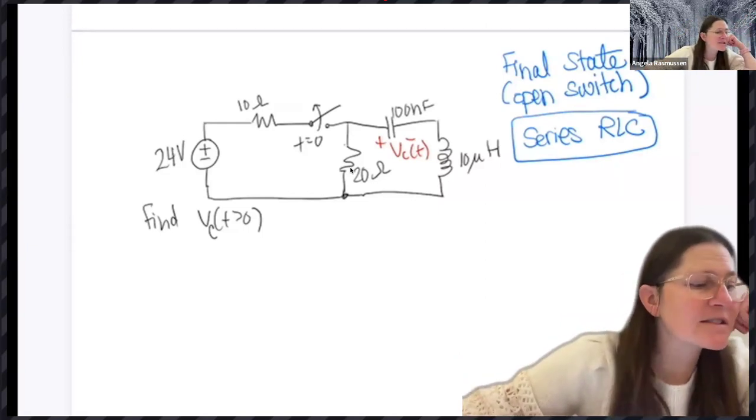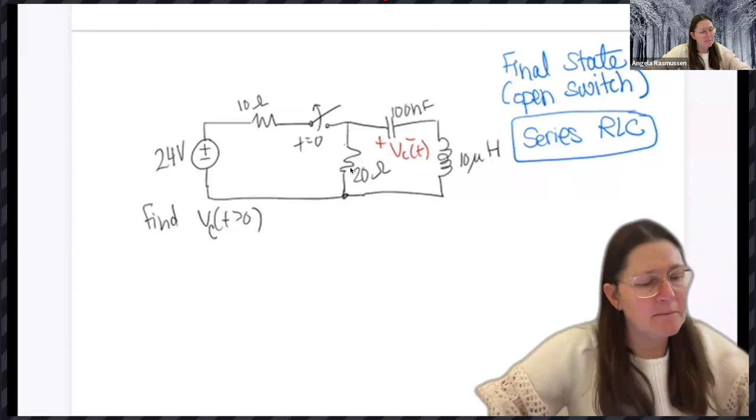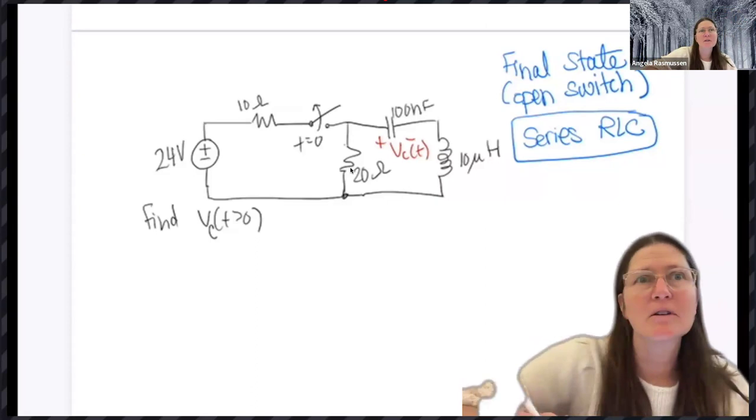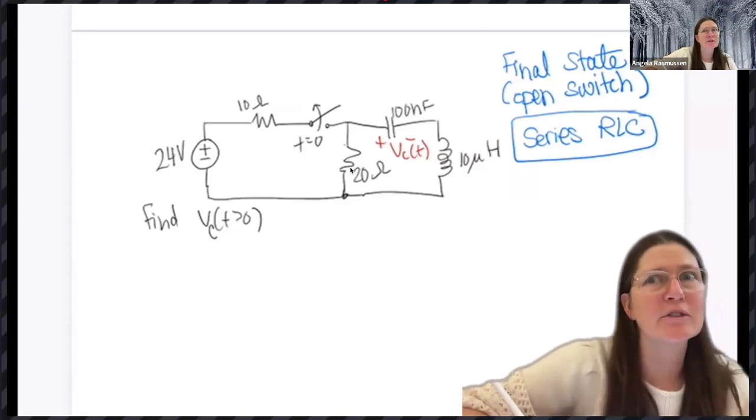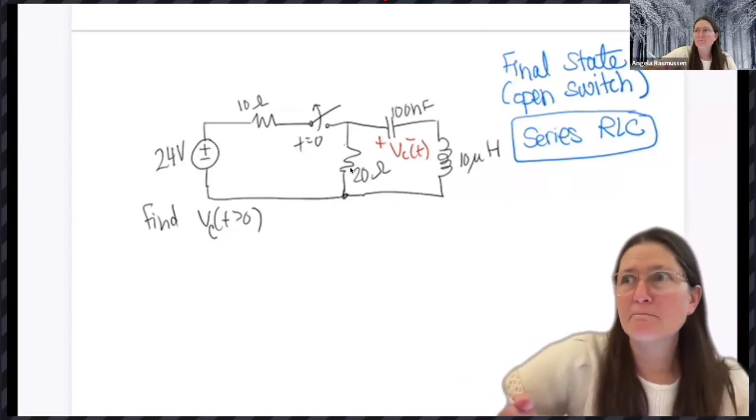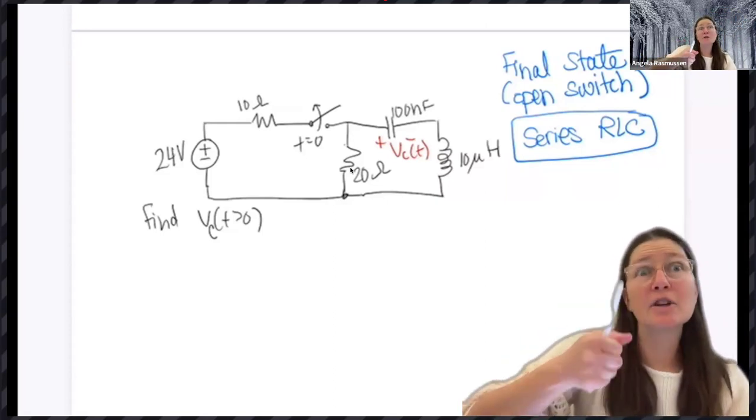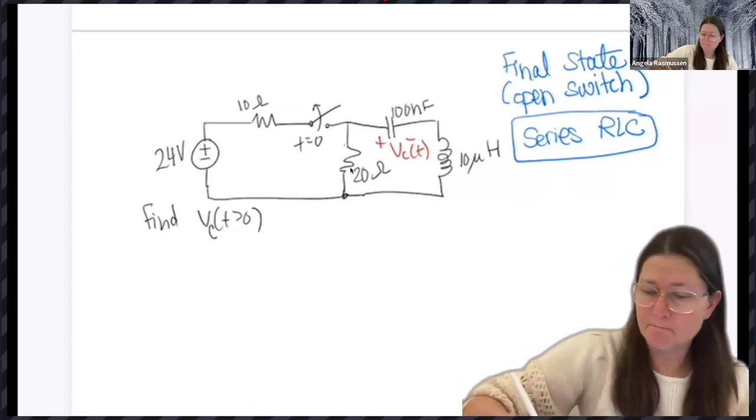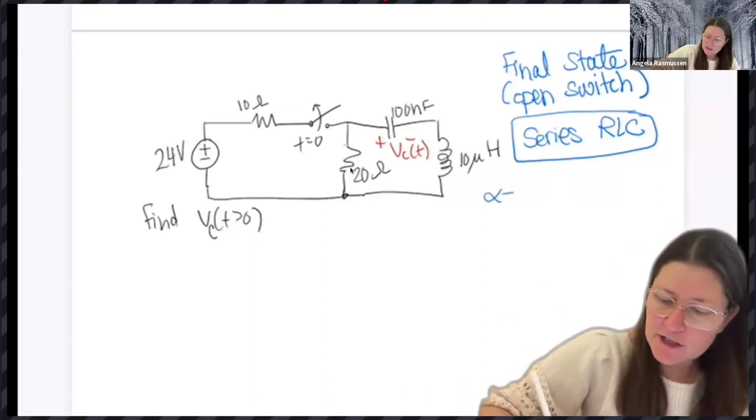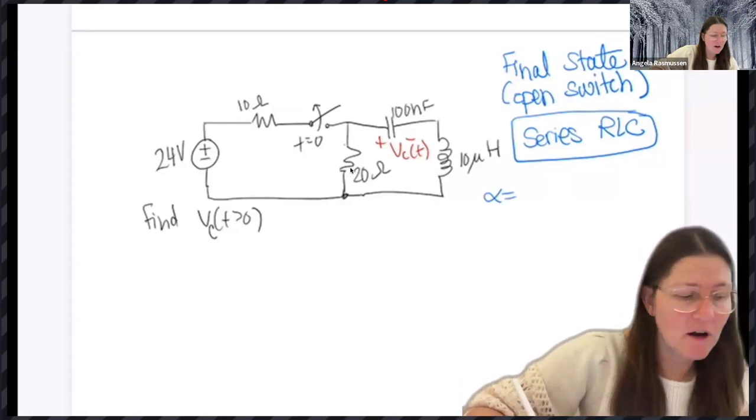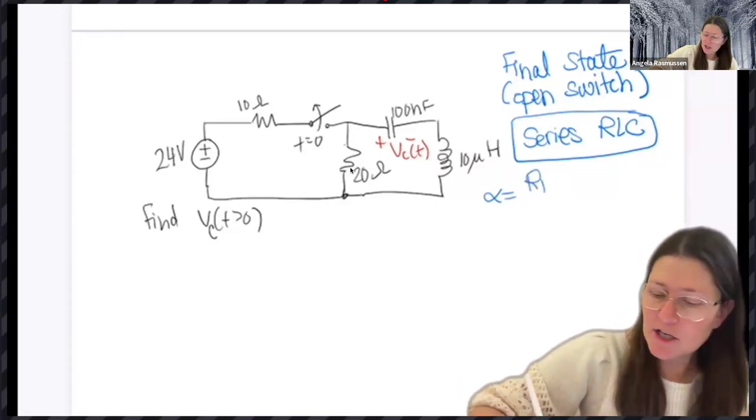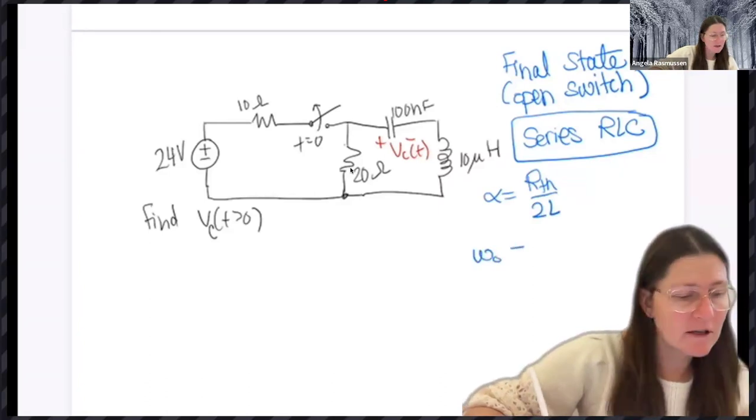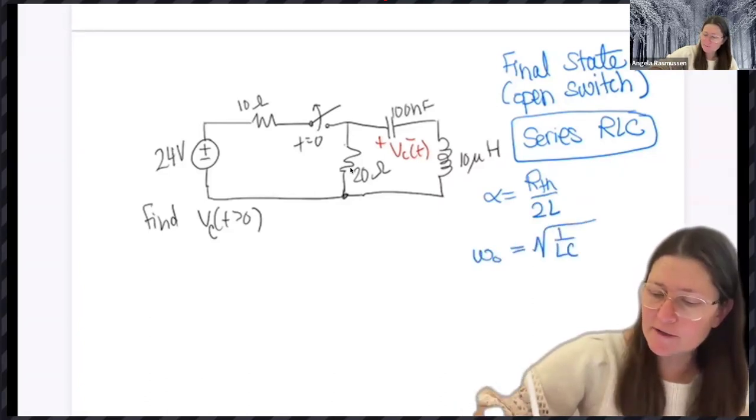So we would say this is in series. And then what's our next step? We need to know what to solve. Before that, correct. Alpha and omega naught will be needed first before we can go to what variables we need. So alpha for series is RTH over 2L, and omega naught is square root of 1 over LC.